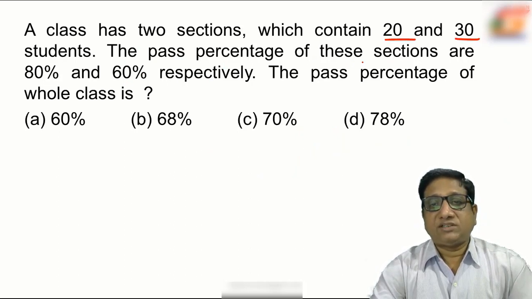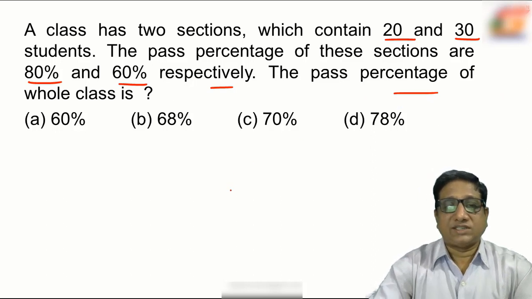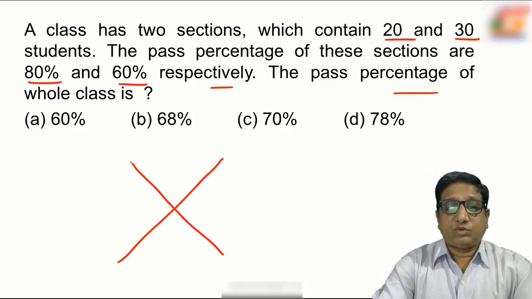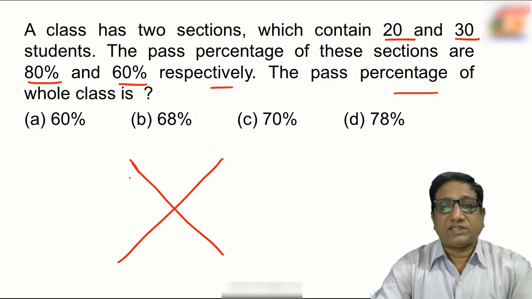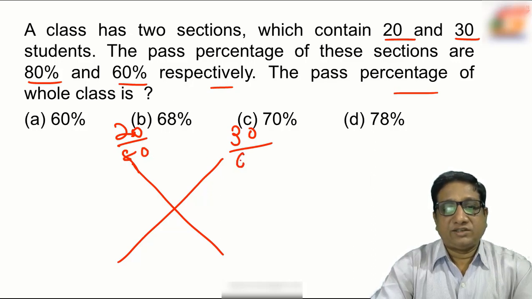A class has two sections which contain 20 and 30 students. The pass percentages of these sections are 80% and 60% respectively. The pass percentage of the whole class is. So there are two sections. This problem can be solved by alligation mixture in a better way. So 20 students in one section and 30 students in another section, and percentage of pass is 80 and 60 respectively.